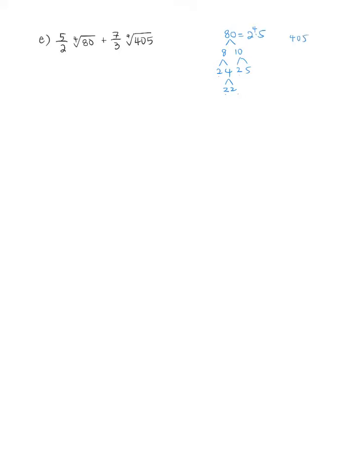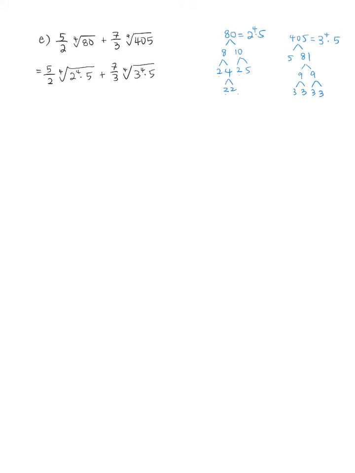Now let's look at 405. 5 is going to go in, and you're going to have 5 times 81, and then 9 times 9, 3, 3, and then 3, 3. Alright, so it looks like 405 can be written as 3 to the 4th times 5. Okay, so looking good because what we're looking for is that perfect fourth. So let's rewrite. So this is 5 over 2 times the fourth root of 2 to the 4th times 5, and plus 7 over 3 times the fourth root of 3 to the 4th times 5.